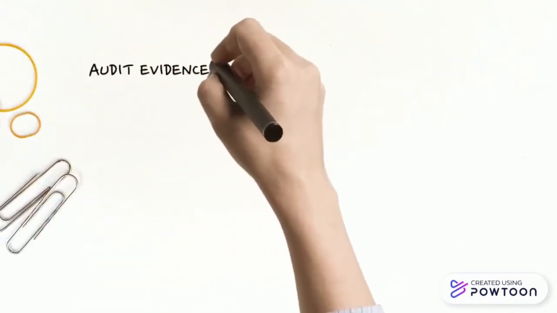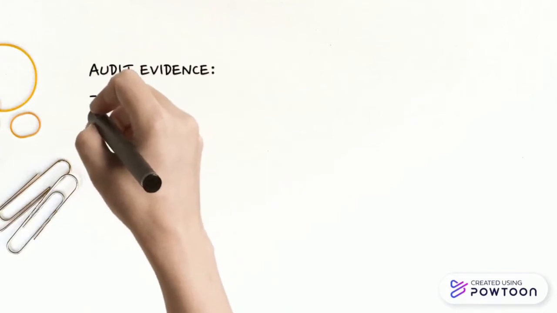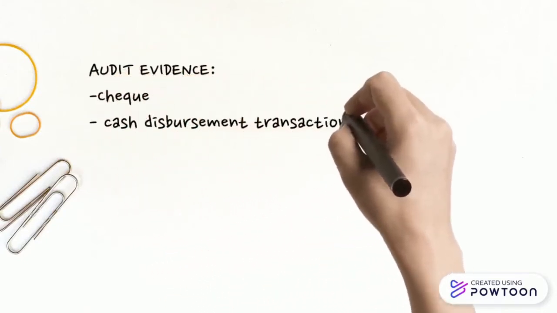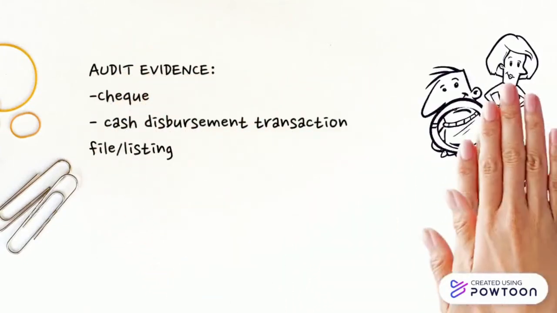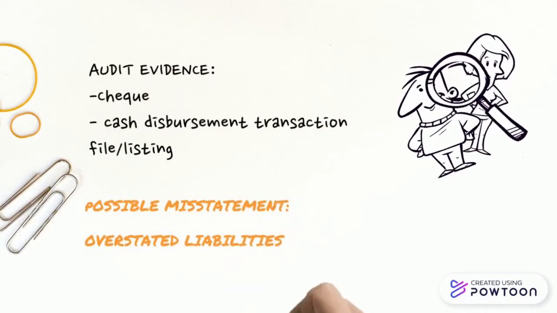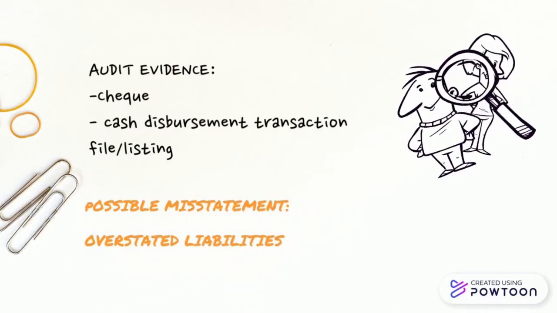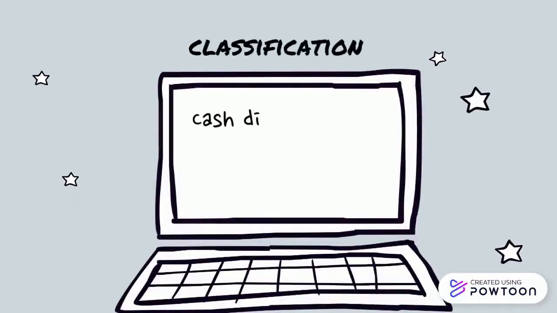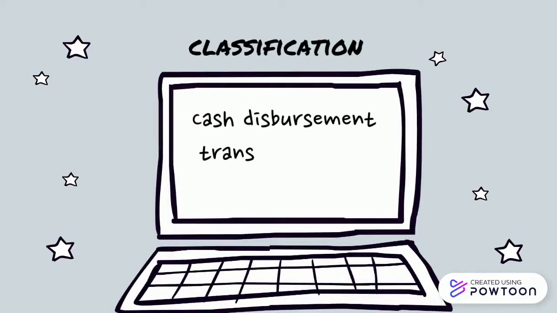Last but not least, for audit evidence and possible misstatement, use check and cash disbursement transaction file for listing. And for possible misstatement, it's overstated liability. For cash disbursement, classification is: cash disbursement transactions are correctly classified.